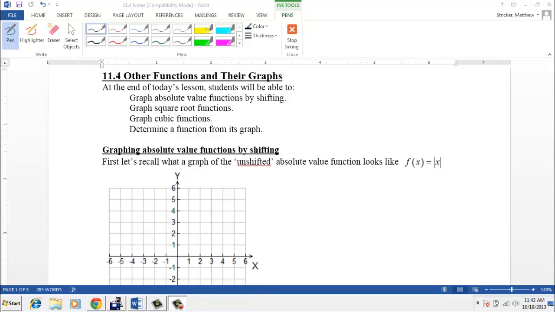Alright, welcome back. This video covers section 11.4 from your textbook, and we are going to be talking about graphing different types of functions. We've already talked about graphing quadratic functions, and we've also talked about graphing absolute value functions. We're going to review how to graph absolute value functions, and then we're going to take a look at a couple of new functions. The square root function, what does the graph of that look like? And also cubic functions. So let's get started.